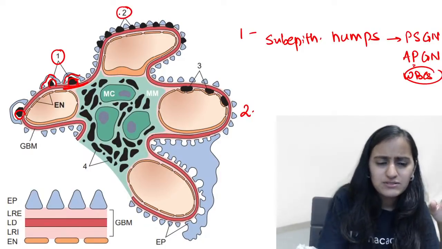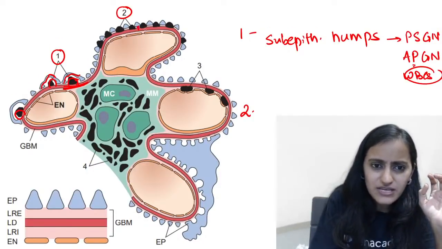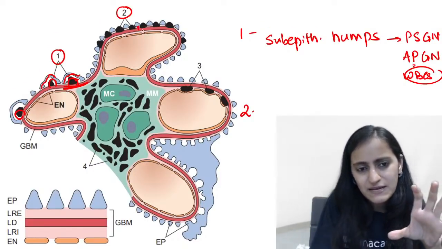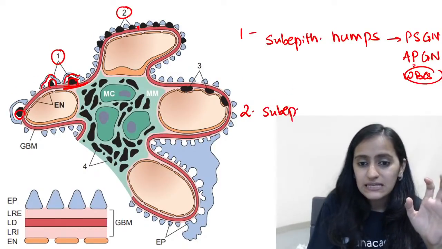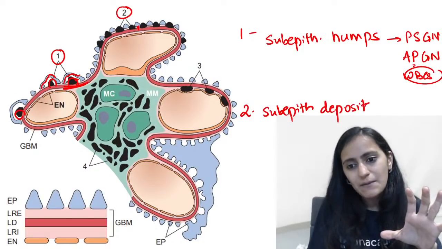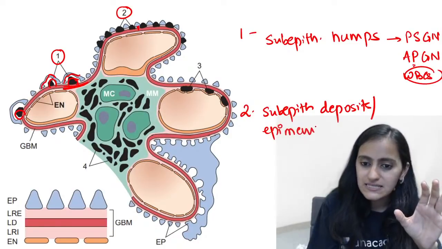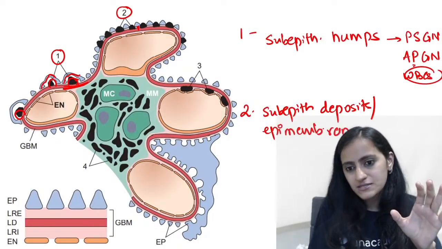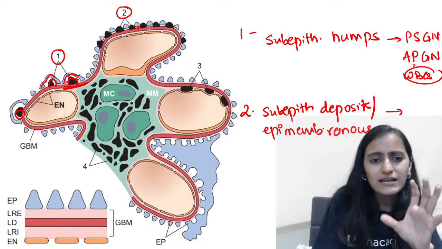Second one, what do you see in number 2? What is this image showing? So again, it is on the epithelial side of the basement membrane. These are called as subepithelial, not humps, but deposits. These are subepithelial deposits or epimembranous deposits. Epimembranous deposits. In which condition we see this?